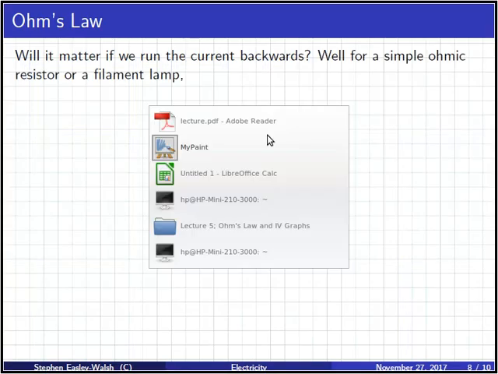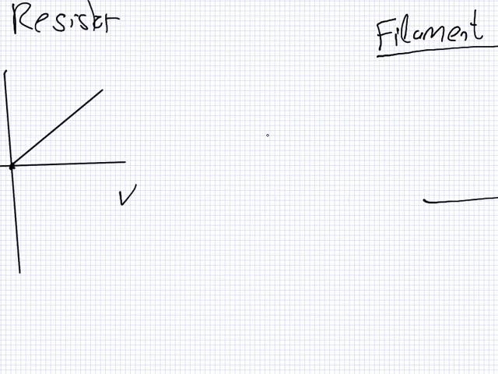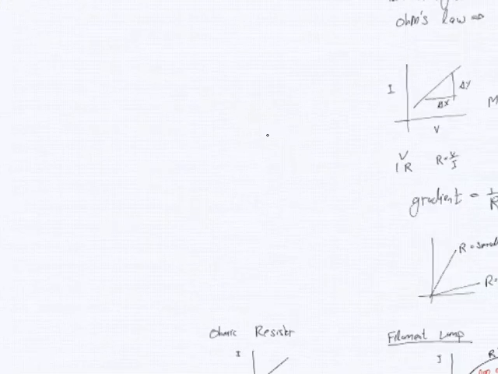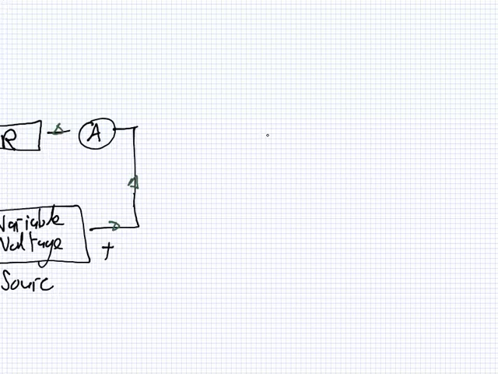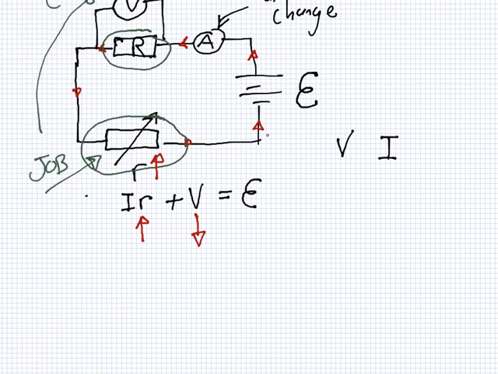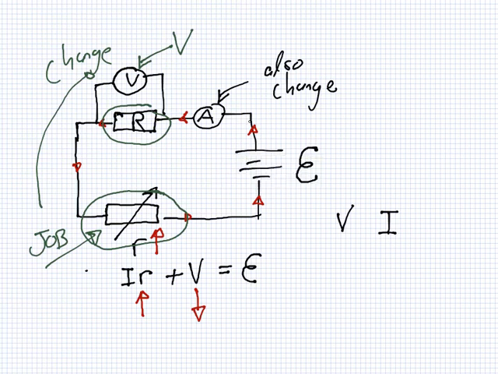What happens if we run the current backwards? So if I just zoom out, here. What would happen if I just take this and flip it around? So it's like this. Well, not really too much. I mean, the voltage will become a minus because it's backwards, and the A will become a minus as well because it's backwards.